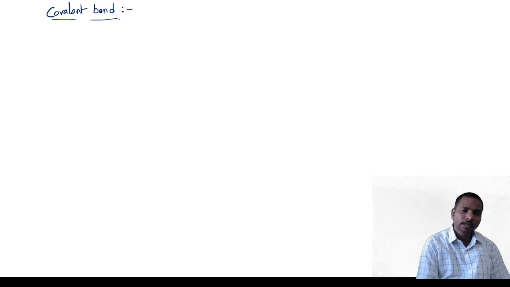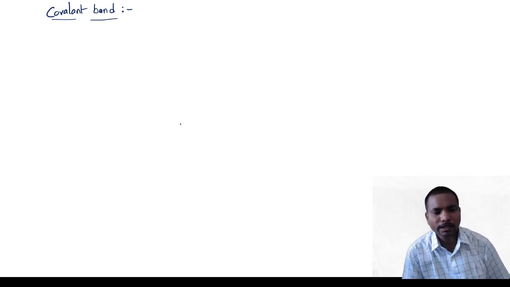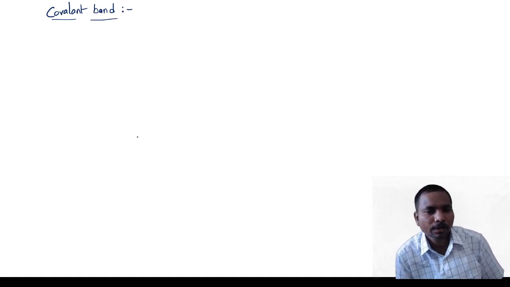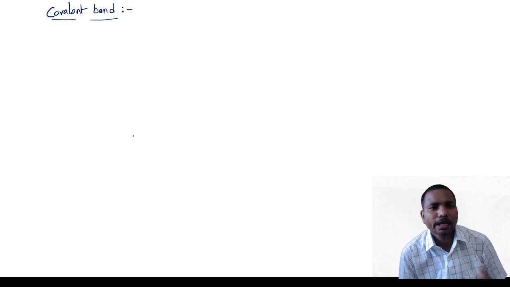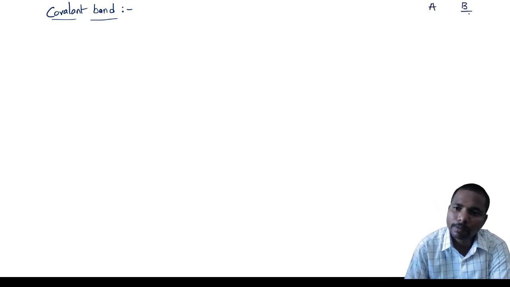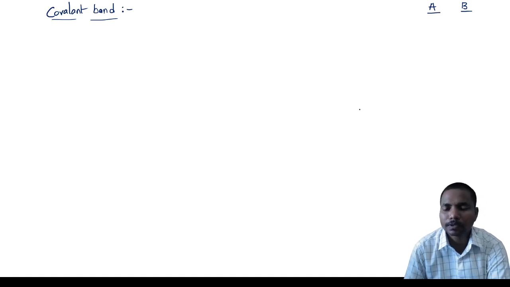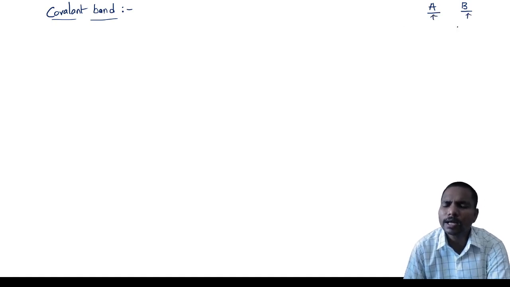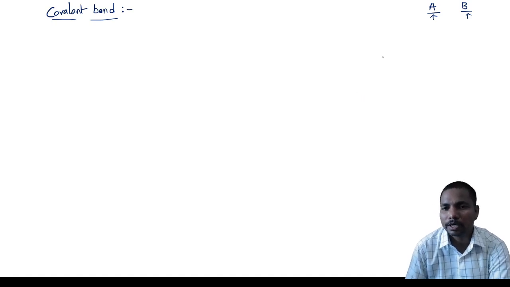Covalent bond. Here the covalent bond is due to sharing of electrons. How will it be? For example, if we have two persons, A and B. They are very hungry, guys, and they want to buy a biryani.